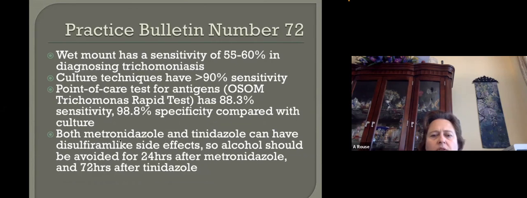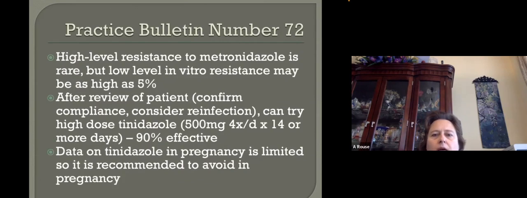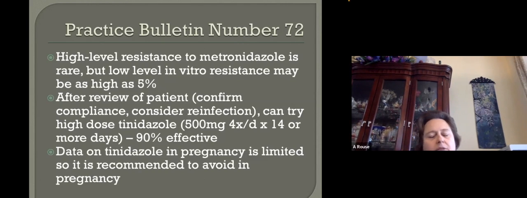And again, you can still have side effects with our medication, so remind them not to have any alcohol. Patients will tell you, but I took my metronidazole, I took my Flagyl. Why do you have trichomonas again? And then they'll tell you they haven't been sexually active since you saw them last.